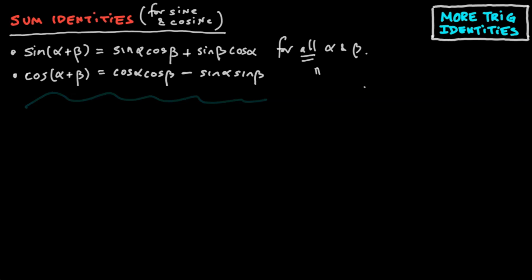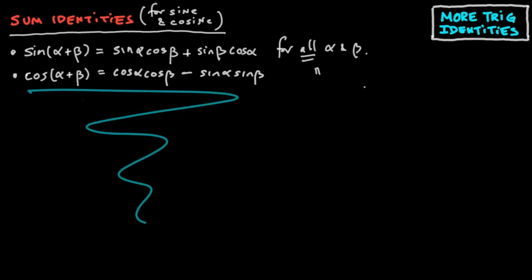This one is also pretty easy to remember. Cosine of the sum of two things, well, we get the product of the cosines of both things, and then we have to subtract the product of their sines. So you do have to remember that the plus goes with a minus. That's the one thing that's a little tricky to hold on to.